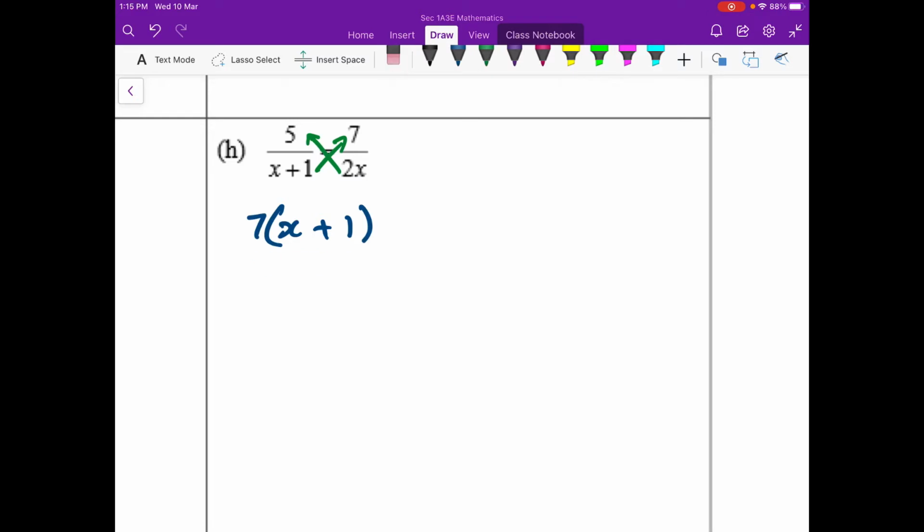And then, on the other side, we have 5 times of 2x. So expand: 7x plus 7, we have 10x on the right hand side. So to remove the two occasions of x, it appeared on the left hand side, it appeared on the right hand side. So I only want it to appear one time. You may choose to subtract 10x on both sides, keeping in mind that it will result in a negative 3x on the left hand side.